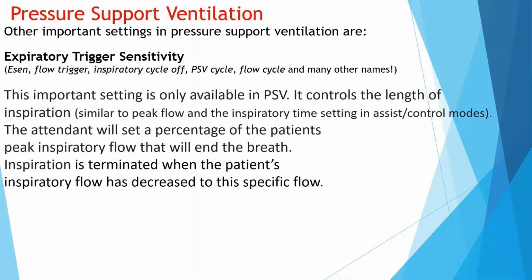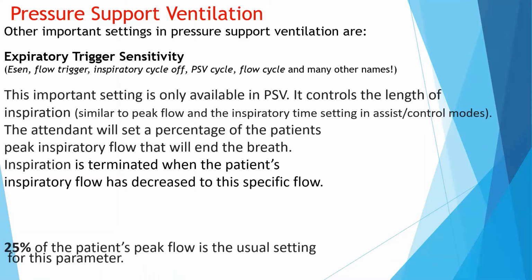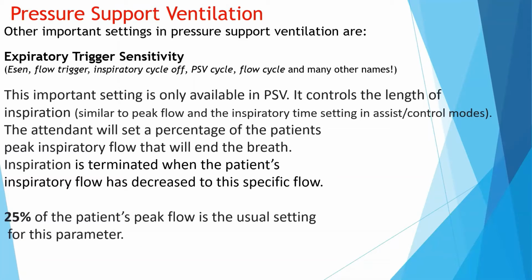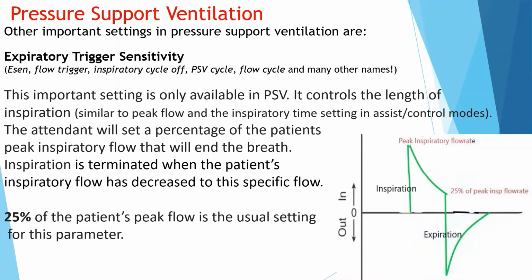The attendant will set a percentage of the patient's peak inspiratory flow that will end the breath. Inspiration is terminated when the patient's inspiratory flow has decreased to this specific flow. 25% of the patient's peak flow is the usual setting for this parameter.